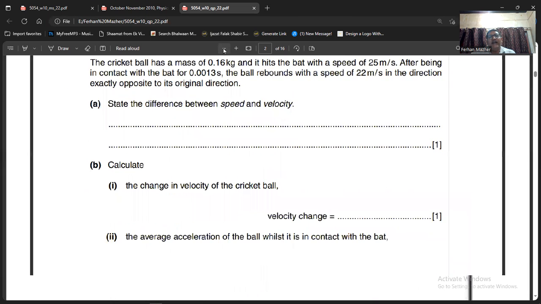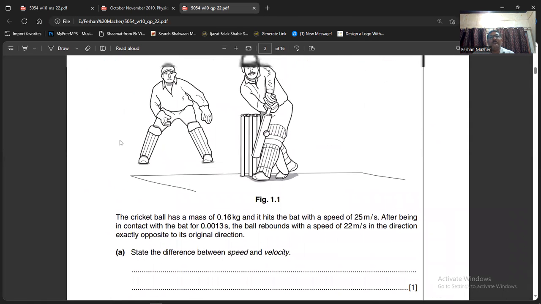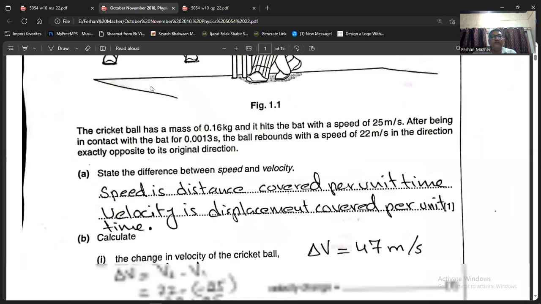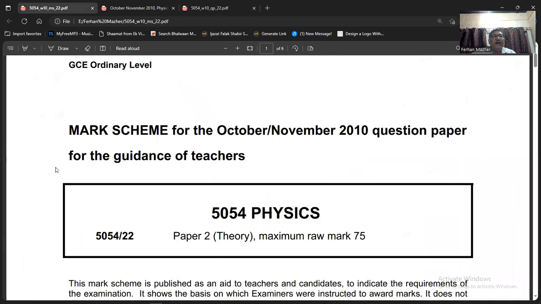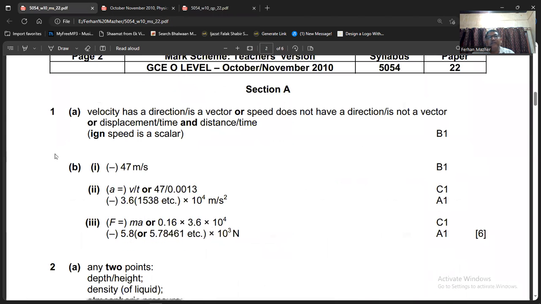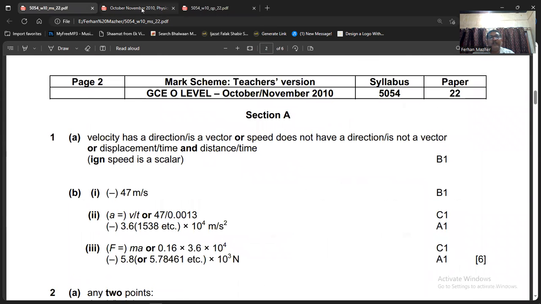The difference between speed and velocity is a 1-mark question. Speed is distance divided by time, whereas velocity is displacement divided by time. Another difference between them is that speed is a scalar quantity, whereas velocity is a vector quantity. So my answer is: speed is distance covered per unit time, velocity is displacement covered per unit time. So here we have the marking scheme. The marking scheme is showing up on your screen and you can pause the video here.